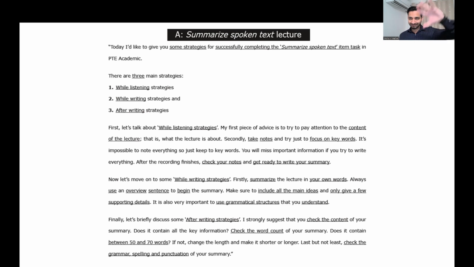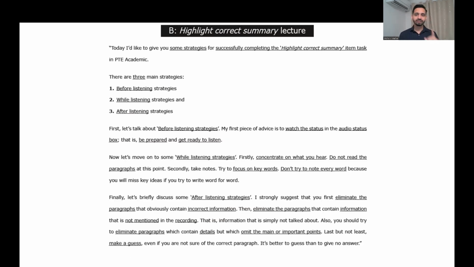Okay, so these are some of the strategies that I want you to focus on, and if this was your summarized spoken text, these are some of the words that you will note down on your notepad before and after you start writing. Now let's talk about highlight correct summary. Today, I'd like to give you some strategies for successfully completing the highlight correct summary item task in PTE Academic.